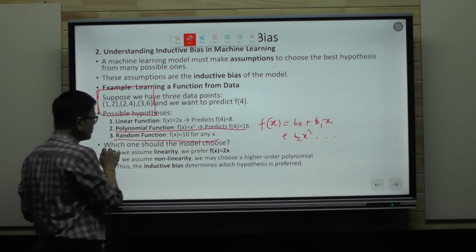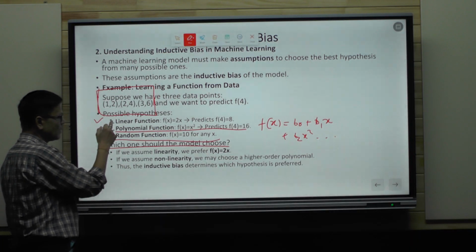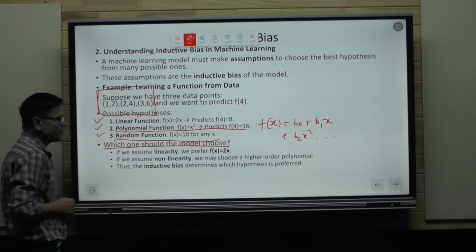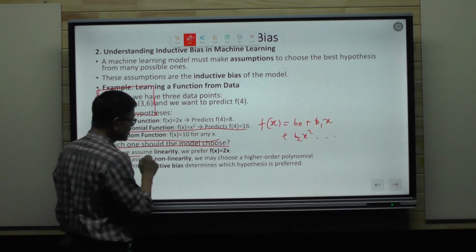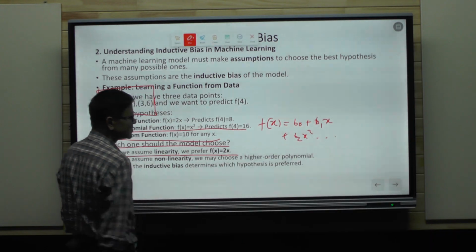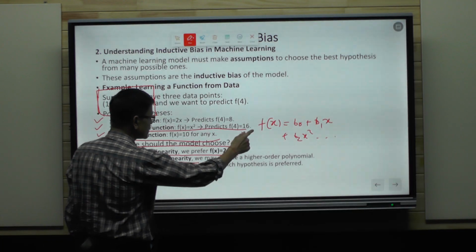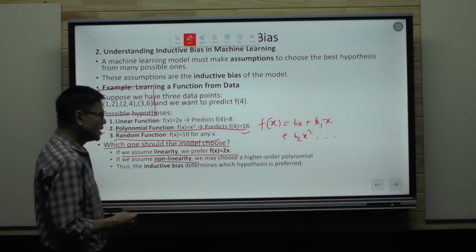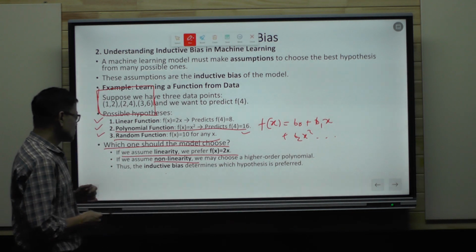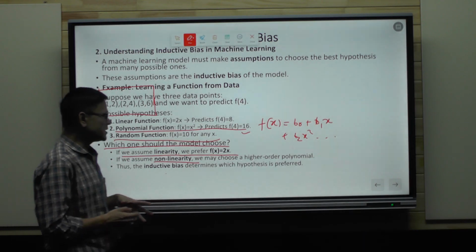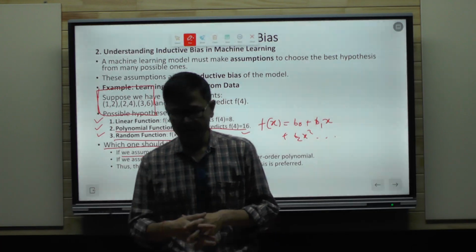But which model should we choose? Suppose the model may learn a linear function, polynomial or random. The model can choose any one. So how do we assume? If we assume linearity, we predict 2f(x). If we assume non-linearity, we will choose this one, or some higher order polynomial. That means inductive bias determines which hypothesis is preferred. That is why the term bias is there.